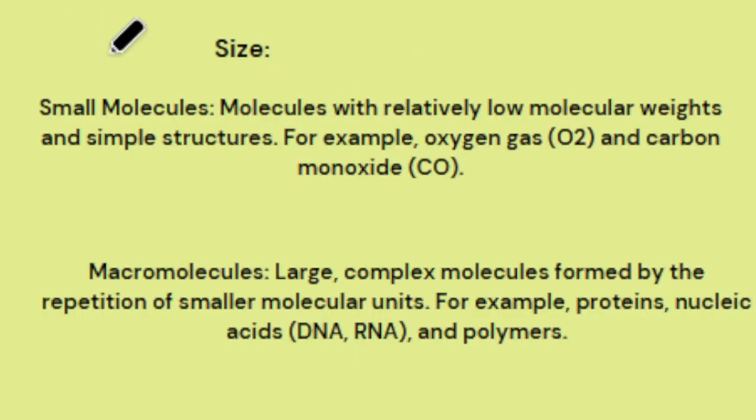The next one is according to size. Some molecules are small molecules, and some are macromolecules. So what are small molecules? Simple examples are homonuclear molecules like O2, carbon monoxide, H2 gas and N2 gas, and diatomic and triatomic molecules like H2O and CO2, all called small molecules. But when we talk about large or complex molecules, examples are DNA, RNA, polymers, protein and nucleic acids.